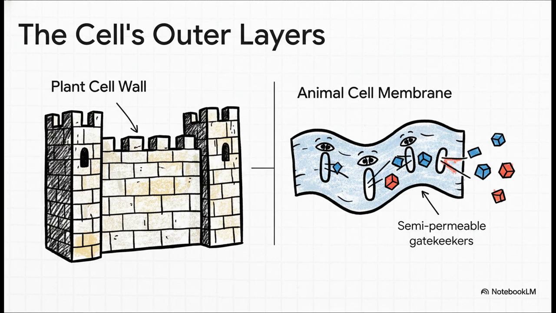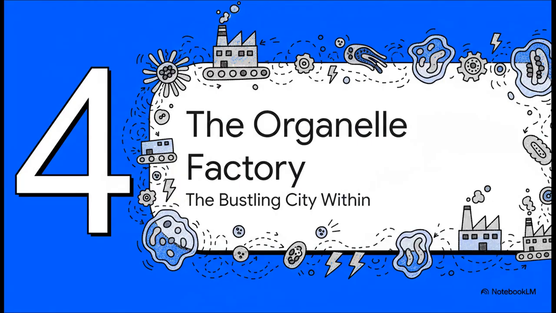But we're touring an animal cell, so we get to go straight to the cell membrane. Think of this as the city's highly intelligent bouncer or gatekeeper. It's semi-permeable, which is a fancy way of saying it's incredibly picky about who gets an all-access pass and who gets kicked to the curb. We're in! Welcome to the cytoplasm. Now, this isn't just some empty goo. This is the factory floor of the cell.